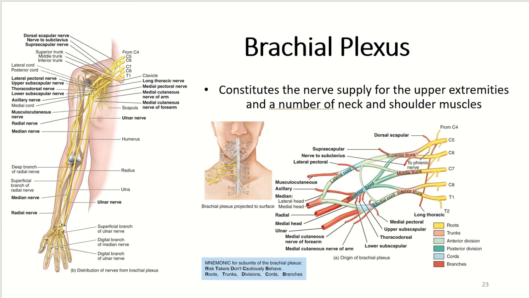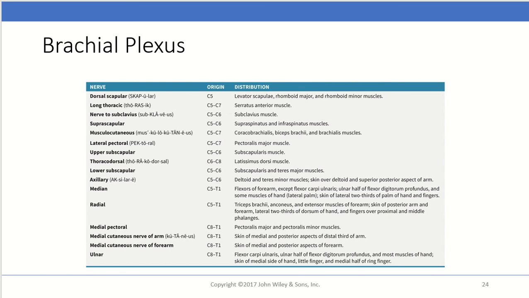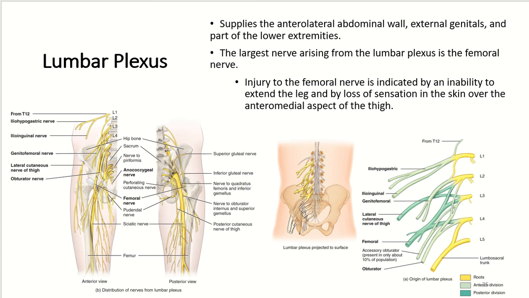Next, we have the brachial plexus. This is going to constitute the nerve supply for the upper extremities, as well as a number of neck and shoulder muscles. So you can see them here, the upper extremities, and then some of the neck muscles as well. And again, we have a little table looking at all of the nerves that are associated with the brachial plexus.